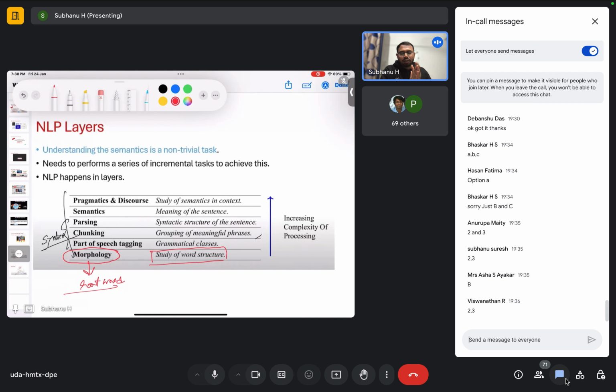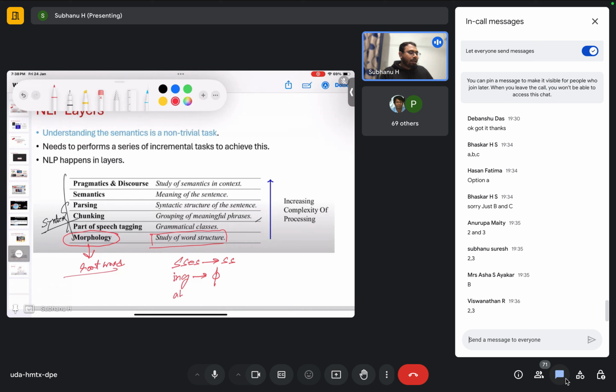You just cut it down. If there is ss or es, you do it ss. If there is ing, you remove the ing. If there is able, you remove able, and your root word will be remove only. Got it? So this is how we do stemming, but this is not a correct use. That's why sometimes we lose the meaning of a word.